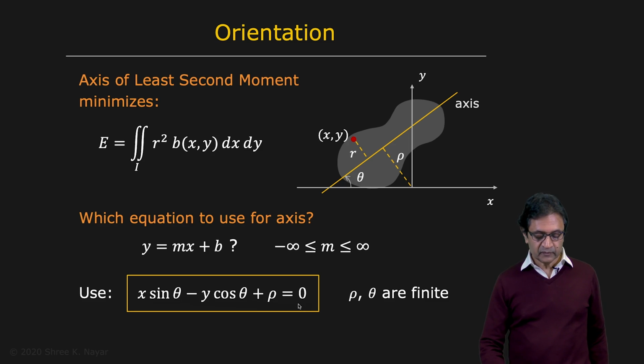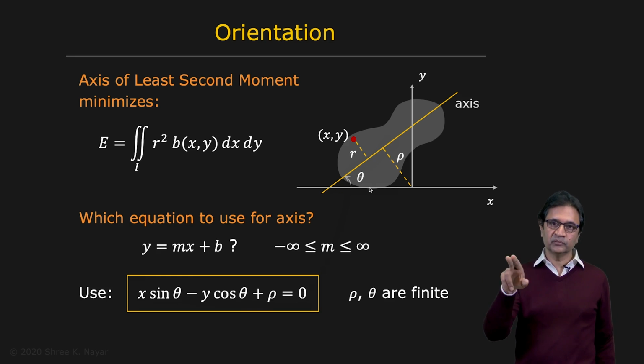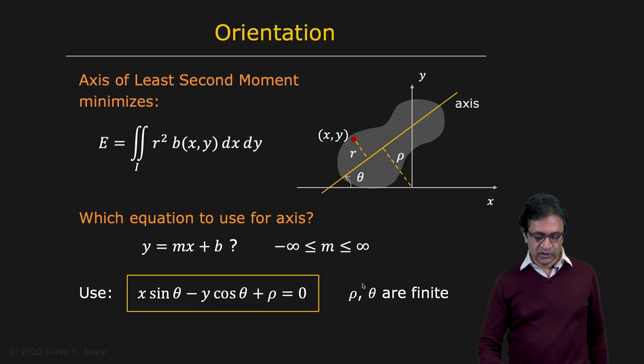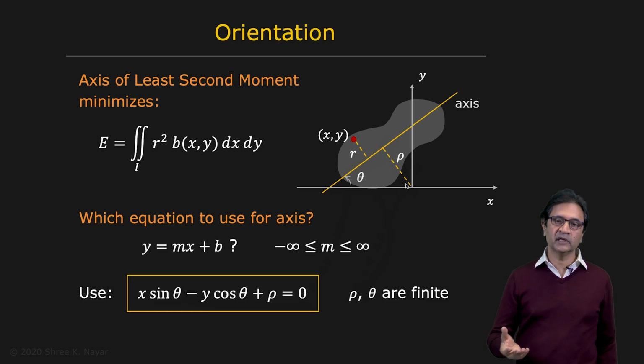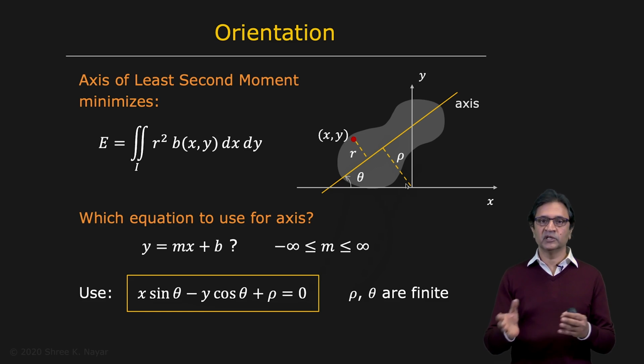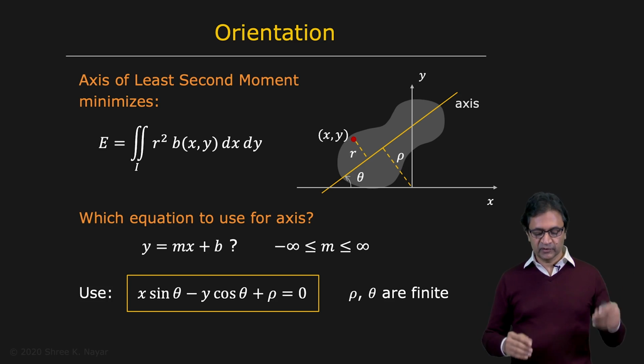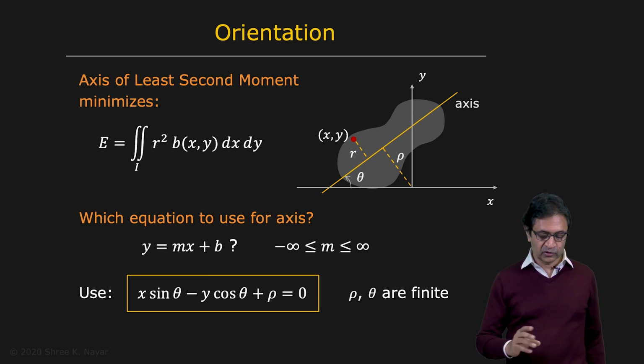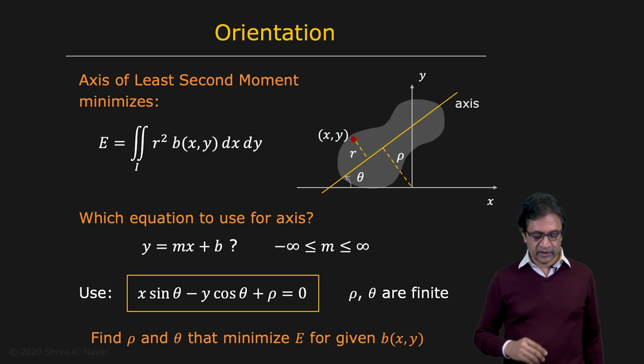Now here, theta is the angle between the axis, the line, and the horizontal axis, and so that can only go from 0 to 2 pi. And rho is the perpendicular distance, the distance from the line to the origin. That's rho right here. And rho has to be finite because after all, the object lies in the image and therefore the axis lies in the image, and so that has to be finite. So both rho and theta are finite here.